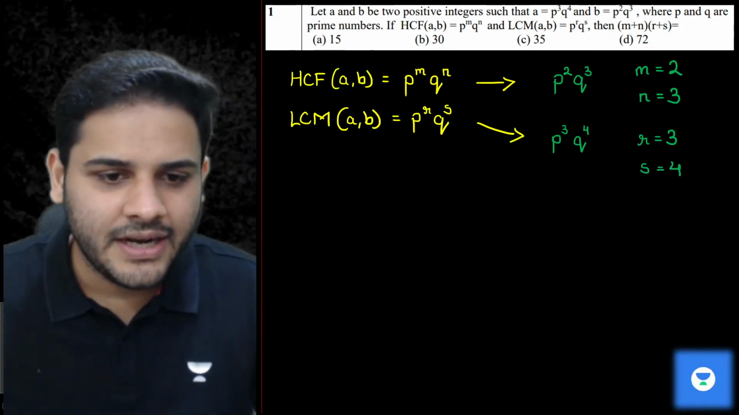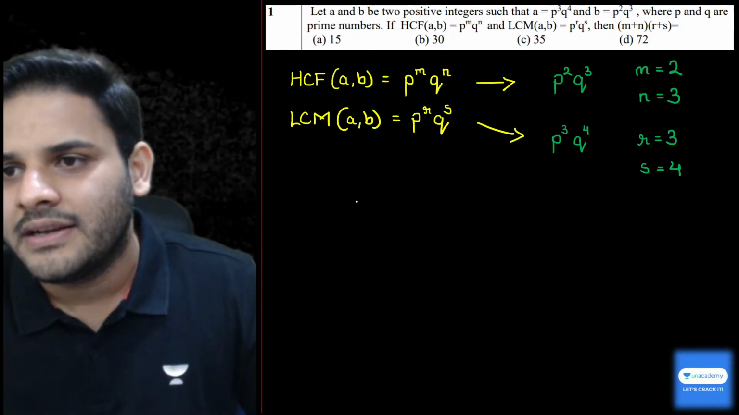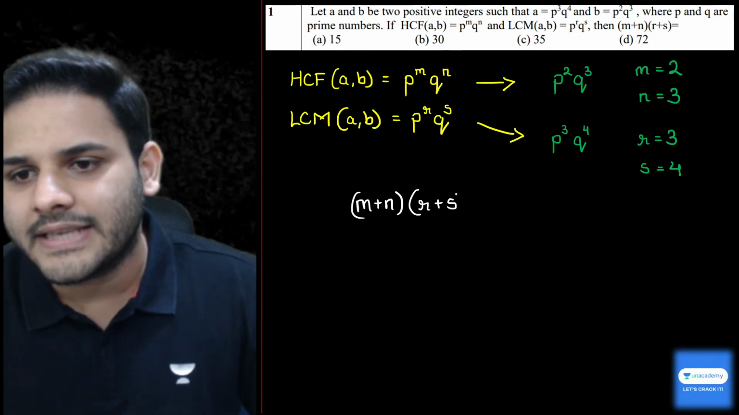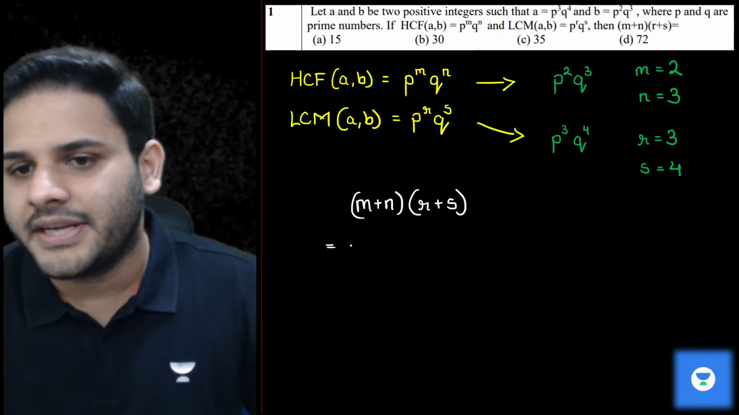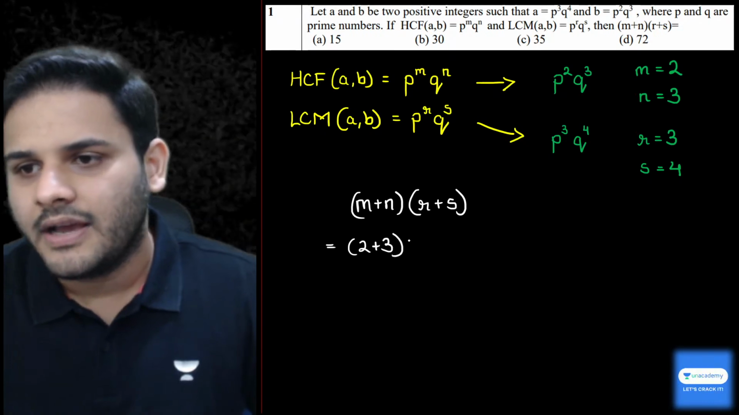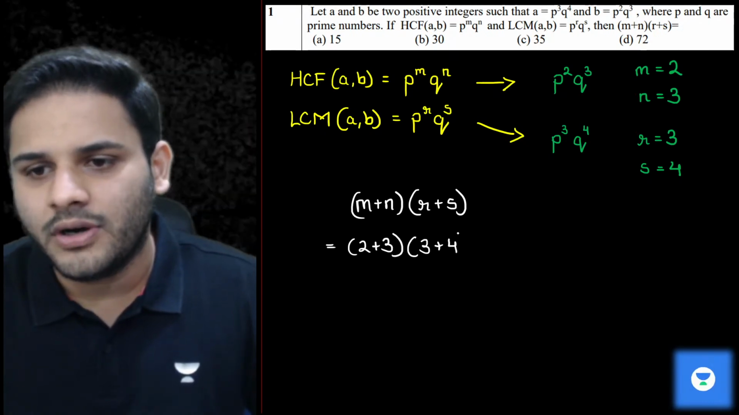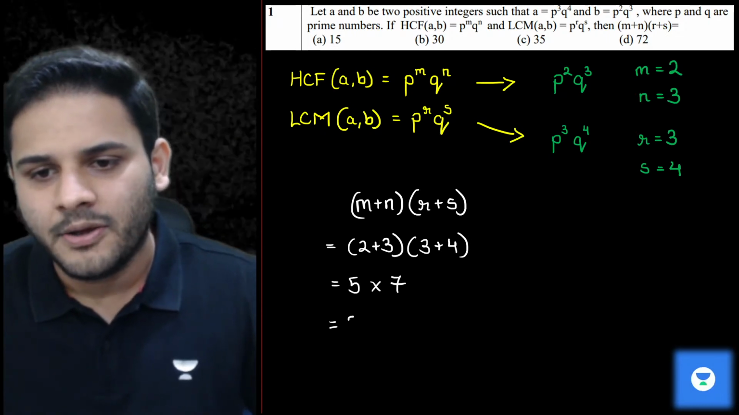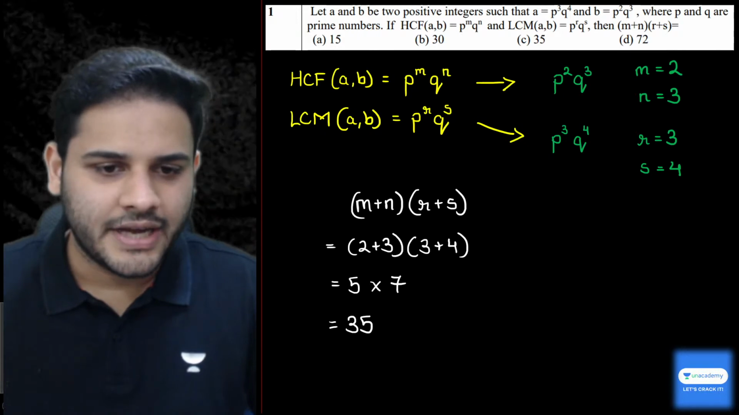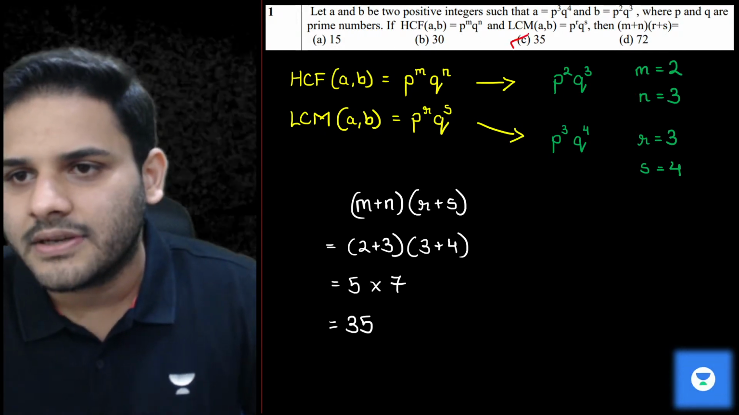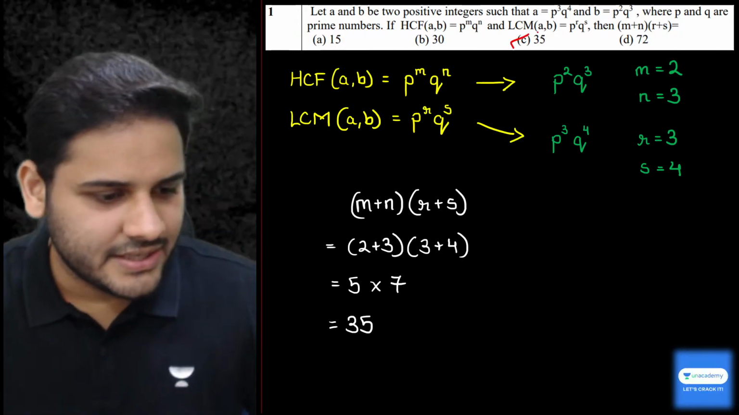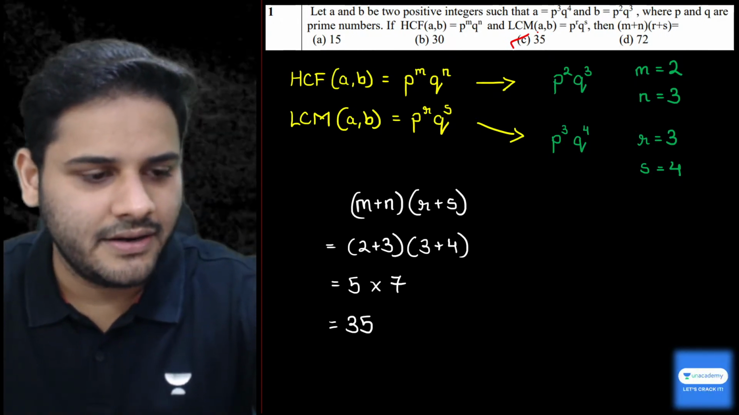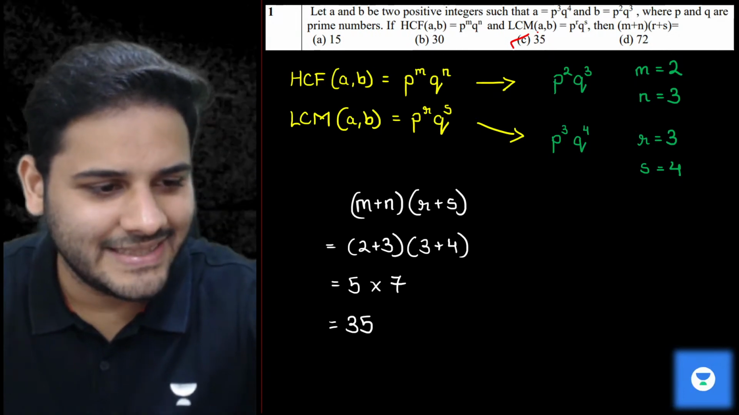Now they've asked you to find the value, so we can easily do that. Value of m plus n, r plus s, just substitute. So 2 plus 3 and 3 plus 4. So ultimately you will get 5 multiplied by 7, which is 35. So your correct answer is option C. Your correct answer is option C. Is that clear to each one?